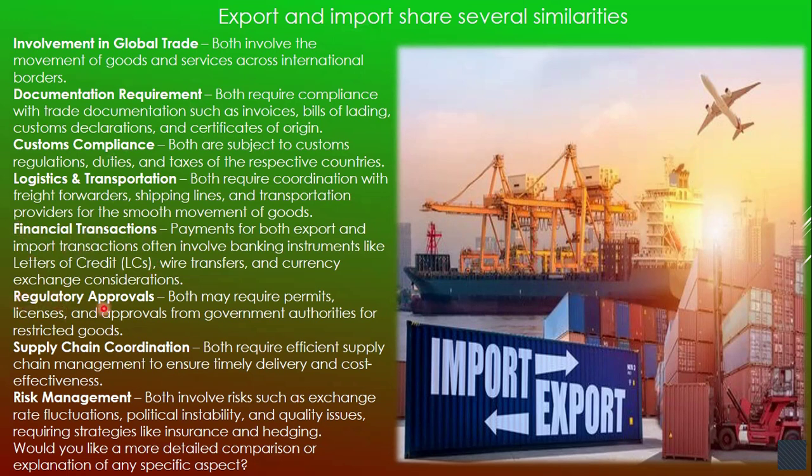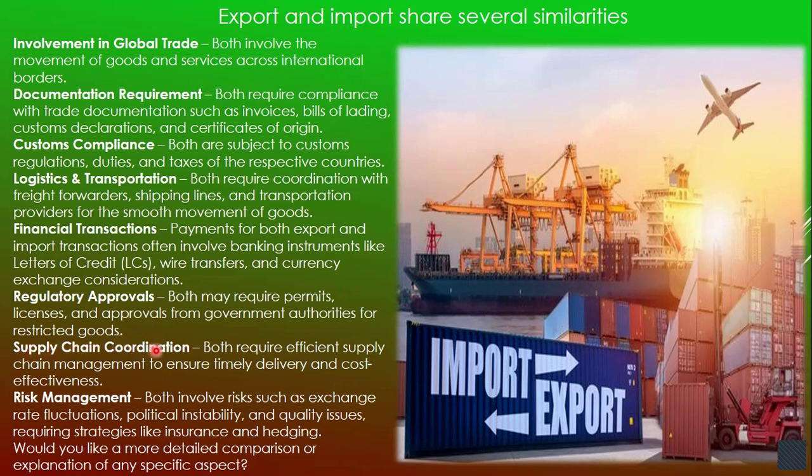Now, regulatory approval. Both may require permits and licensing approval from the government authority for restricted goods. For example, if we are importing restricted goods, then we need approval from the DGFT. If you are exporting restricted goods, then we need approval from the DGFT. So in both cases, we need a permit or license, approval from the government authority for restricted goods.